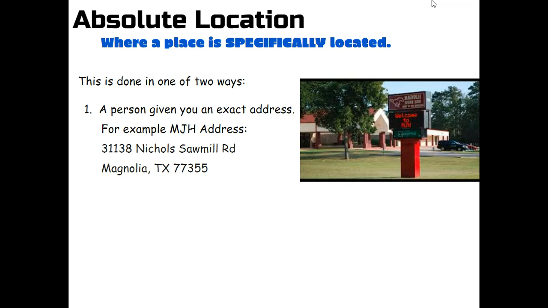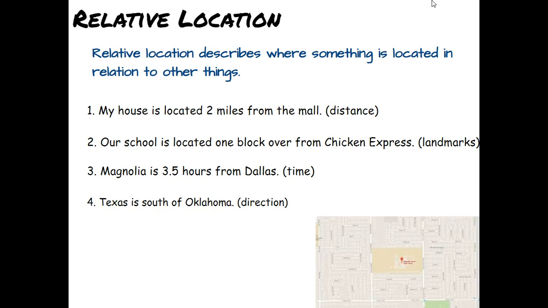Now, if we want to talk about how to get somewhere from the school, so for example, I want to get to Berkshire Brothers from Magnolia Junior High, we need to go to relative location. So relative location is a little different. This requires two locations, one location relative to another or in relation to another. Think about your family. It's not just you by yourself. You have relatives there with you. So it takes more than one.